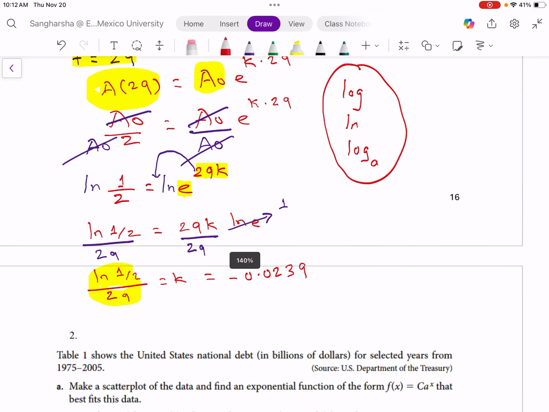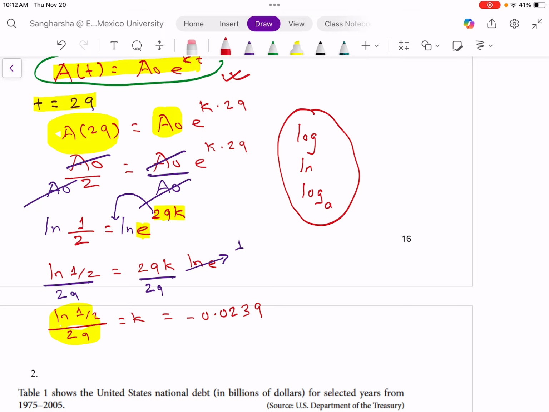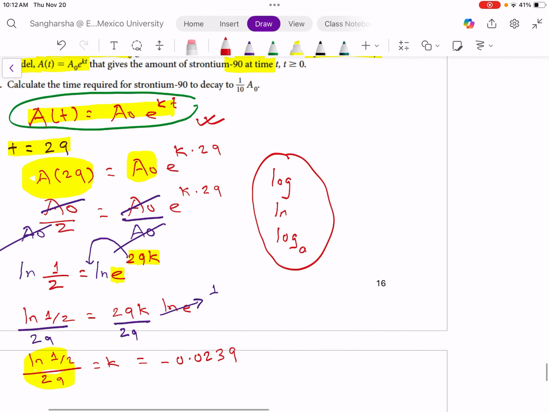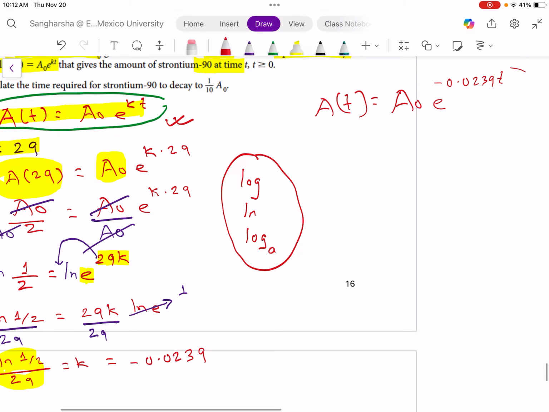Now we go back to our function or model and substitute k, and that is our decay model. So our final answer is A of t equals A naught e to the power negative 0.0239 t. So this is our decay model. This is our function that gives us the amount of strontium at any time period.